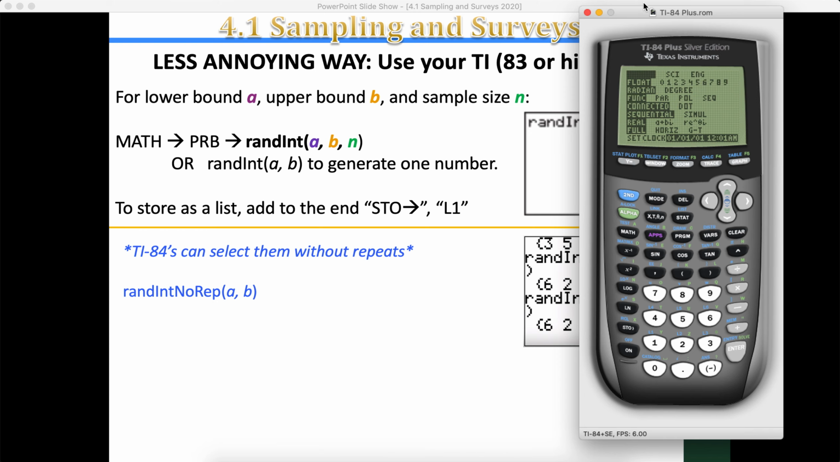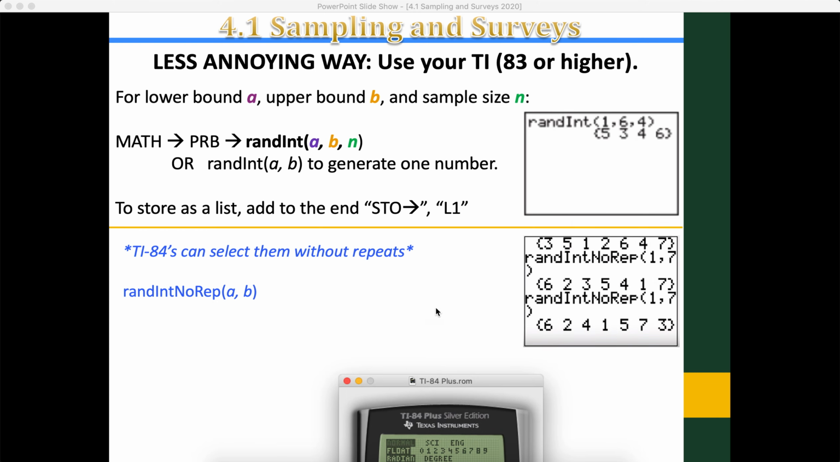There is an option sometimes to randomly generate integers without repeats. And that'd be the randint no repeat button. Some of you may have that on your calculator. It'd be nice to check.